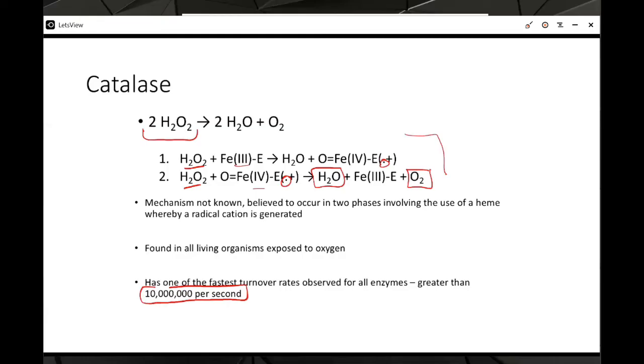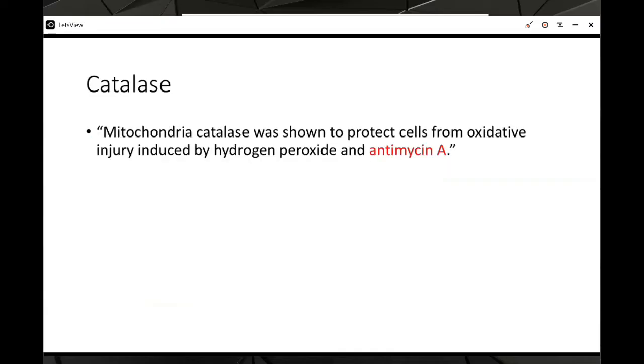As quick as enzyme and substrate come into contact, product is already being produced. Now, when we look at catalase, it's also important in looking at its activity and shielding cells from oxidative injury. So there's two things that they've looked at, hydrogen peroxide and antimycin A. And the mitochondrial catalase is shown to protect from those.